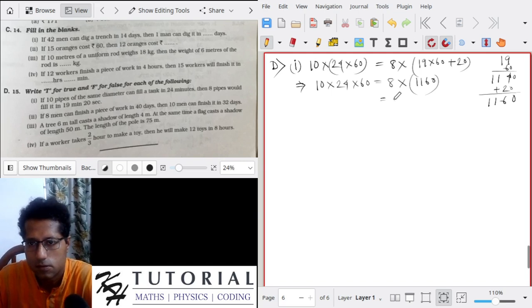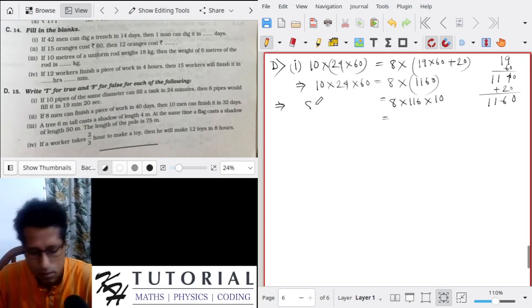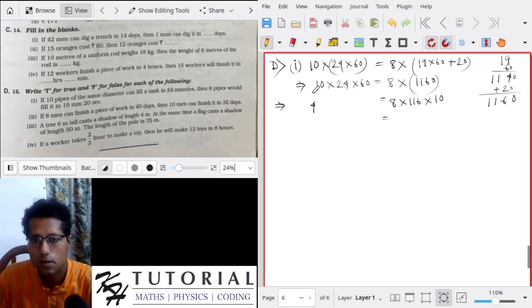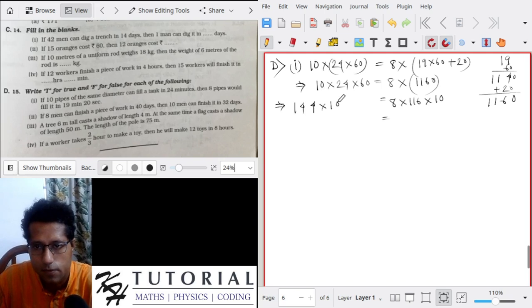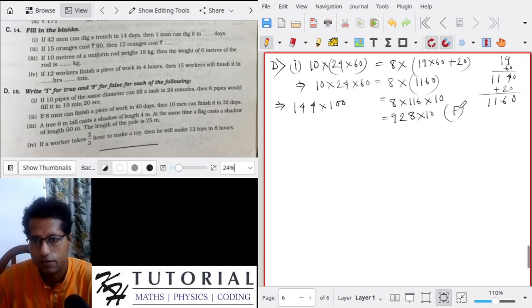So this can be written as 8 into 1160. Now if we multiply the left hand side, 24 into 6 is 144, so it is 10 into 24 into 60, and the right hand side is 8 into 1160. So definitely this is false, because the left hand side is not equal to the right hand side. So this is false. Let me check once again.